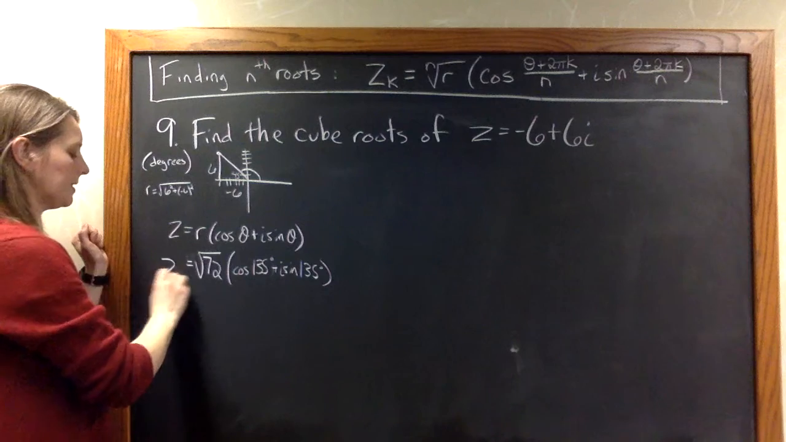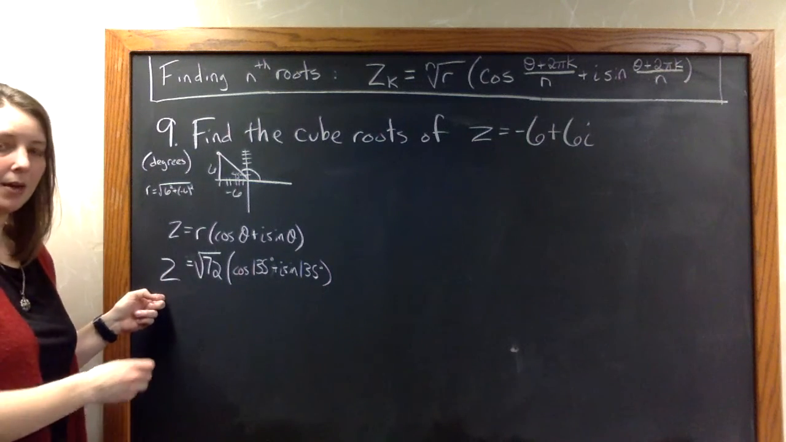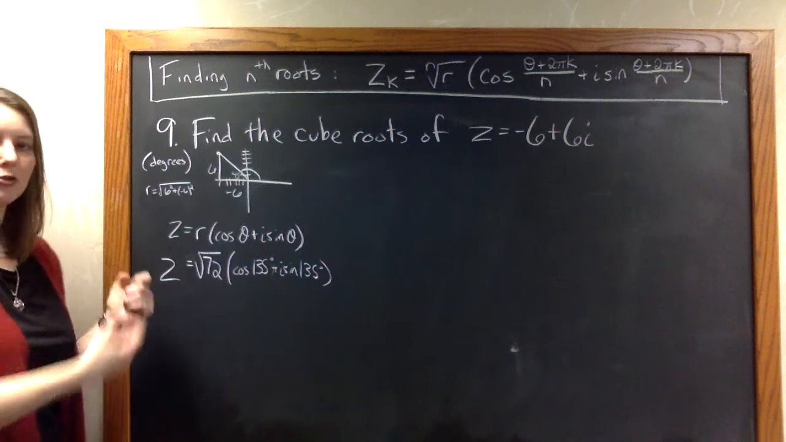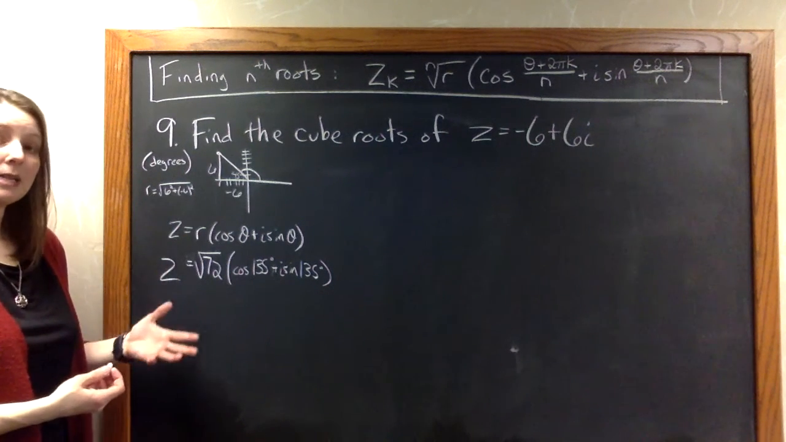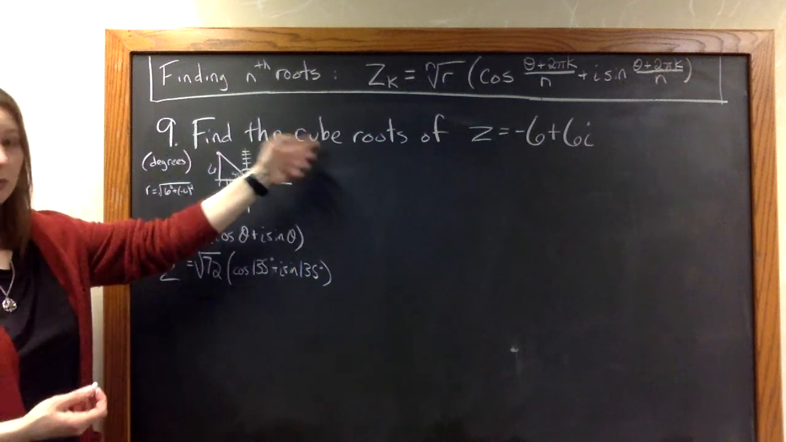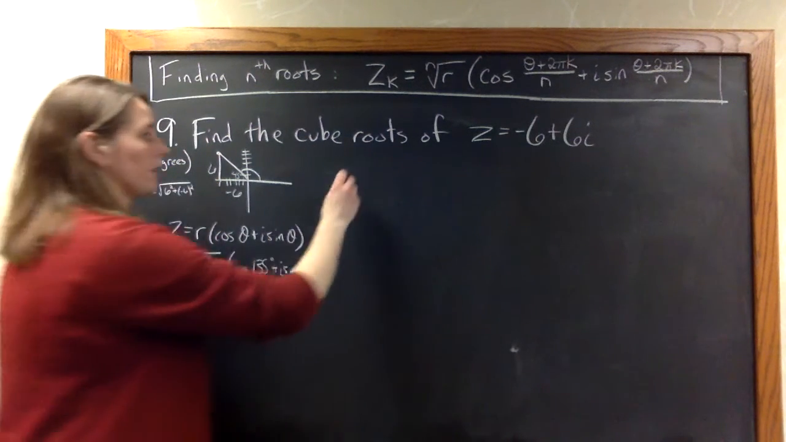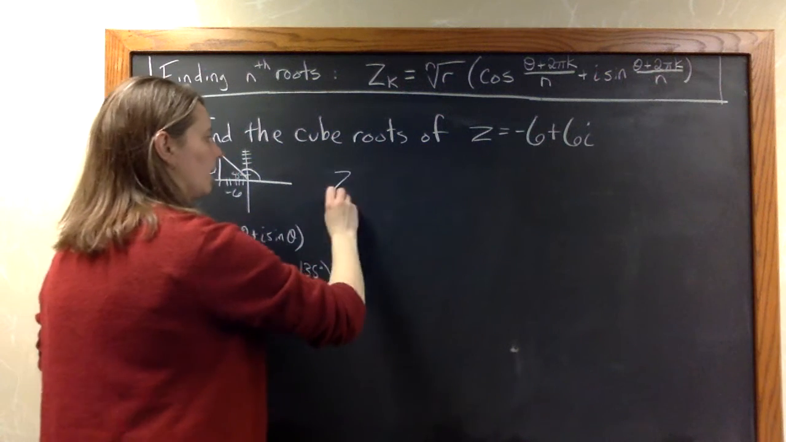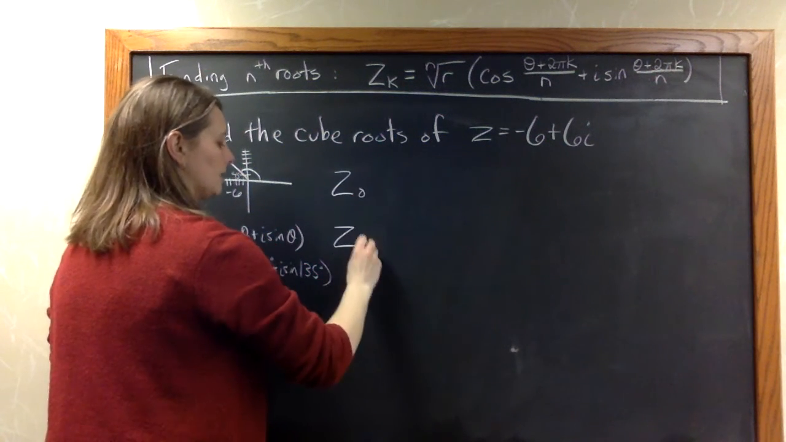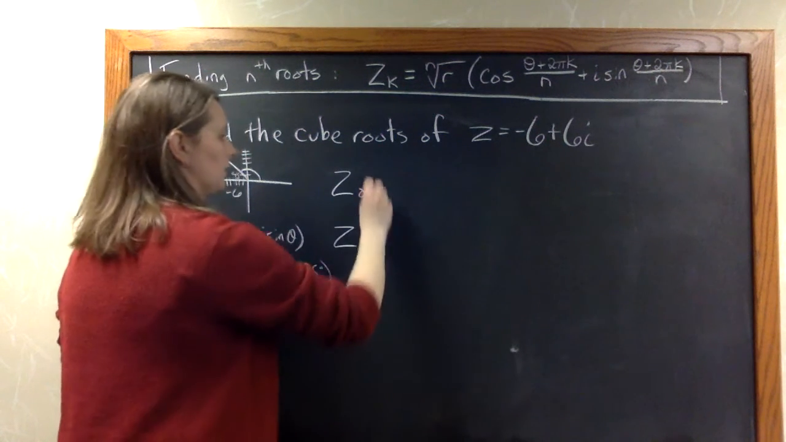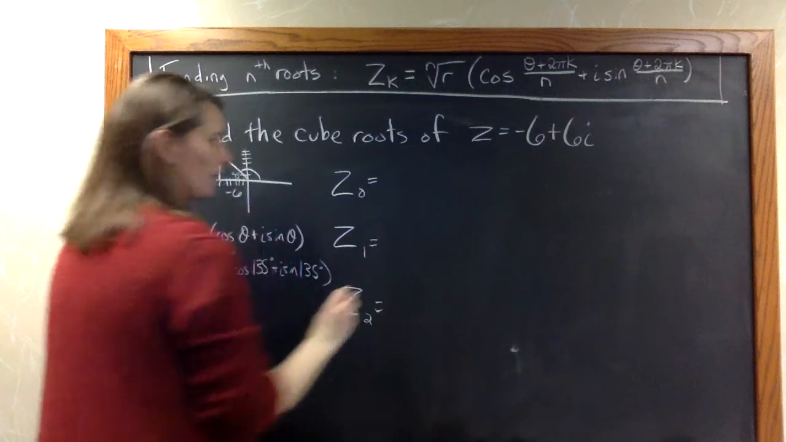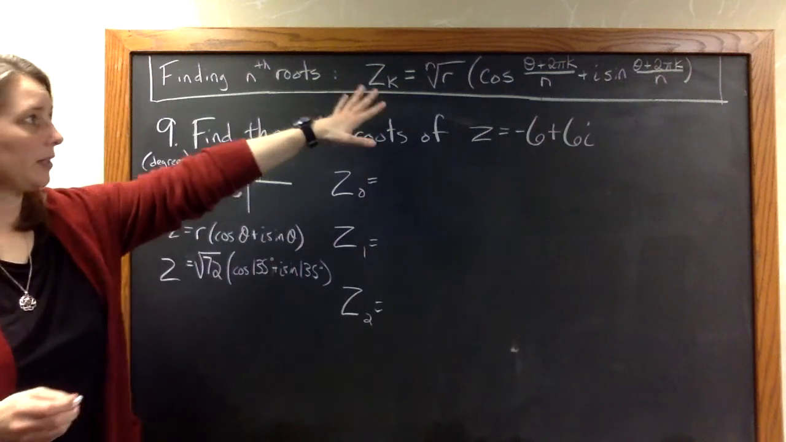Okay, so this is our z. Same thing as that, just written in trig form. And now we want to take the cube roots of it. So cube roots means we're going to have 3 solutions. So we'll start with z0, z1, and z2. Okay, so we're going to use this formula.